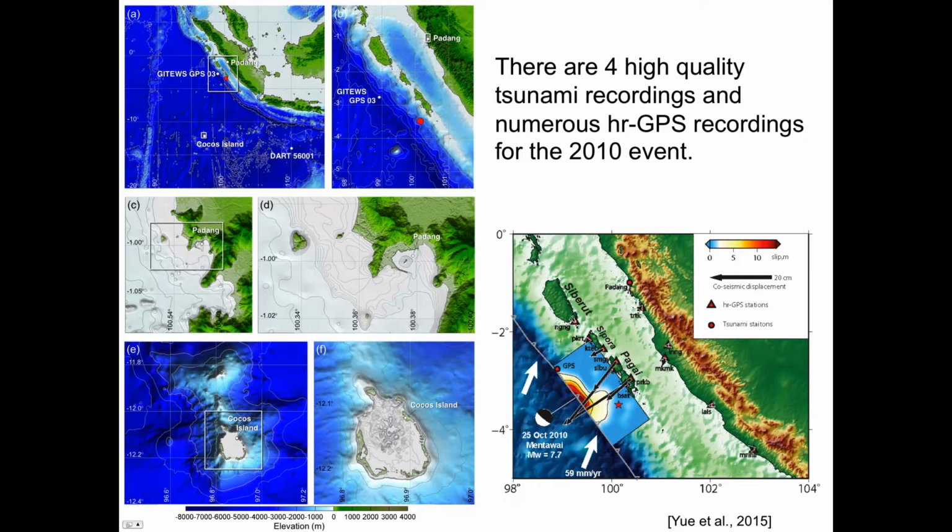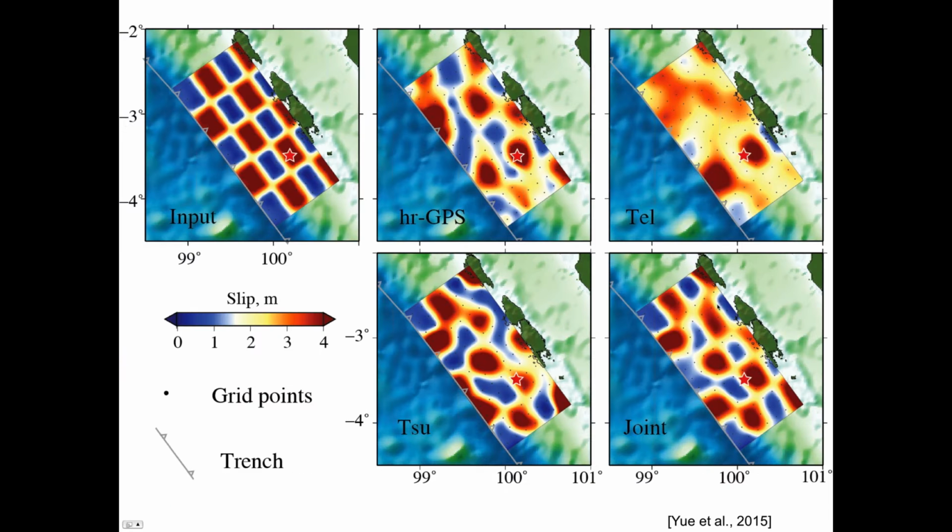And in addition, there was a lot of GPS data along the Pagai Islands and the Mentawai Islands in the north, and also on shore. These are part of the SuGAr array deployed by initially Caltech and now operated by Singapore. If we take those different data sets, we have high rate GPS, teleseismic data, and tsunami data. We want to know how to combine them and what they can resolve.